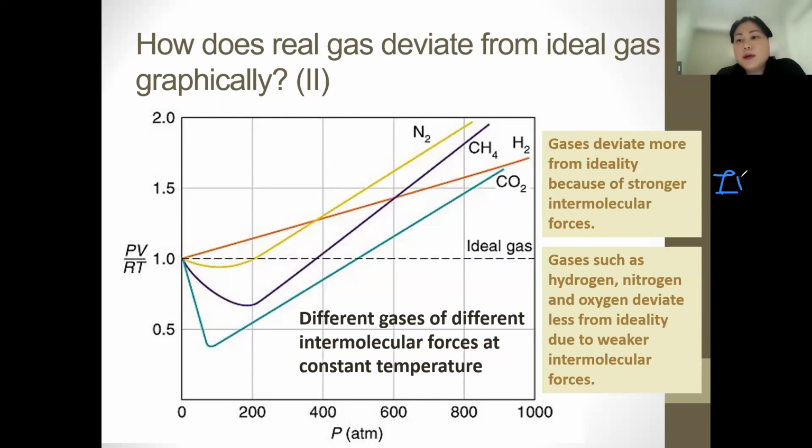Okay, let me write it down for you. Intermolecular force increases as the Mr of the gases increases. So the heavier gas tends to deviate more from ideal gas compared to the lighter ones, because when the gases are heavy, they will tend to have greater London dispersion force or intermolecular force, and then it doesn't fulfill the assumption that they have negligible force, and so they will not behave as an ideal gas, but behave more like a real gas.